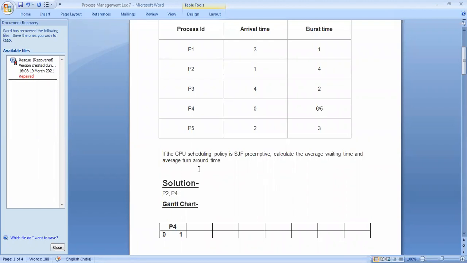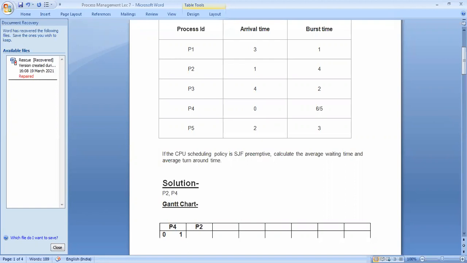Now our concept is shortest remaining time first. So now we compare. P2 process has burst time 4 and P4 process has burst time 5. So which process will execute first? P2. Exactly. So P2 process will execute.